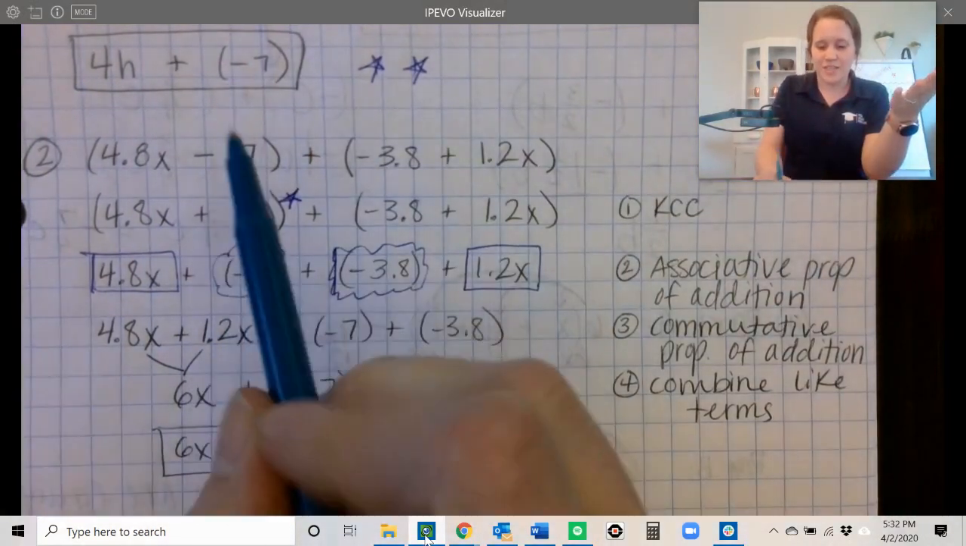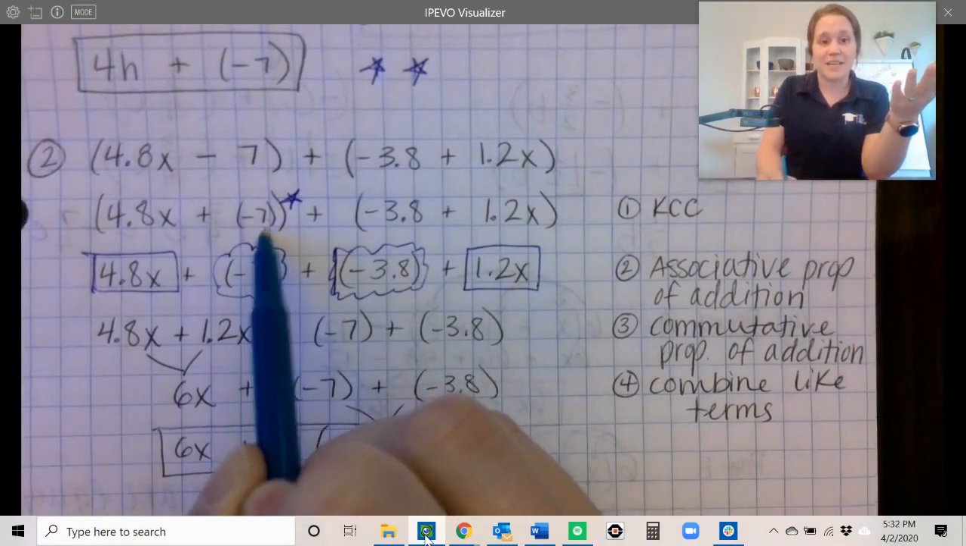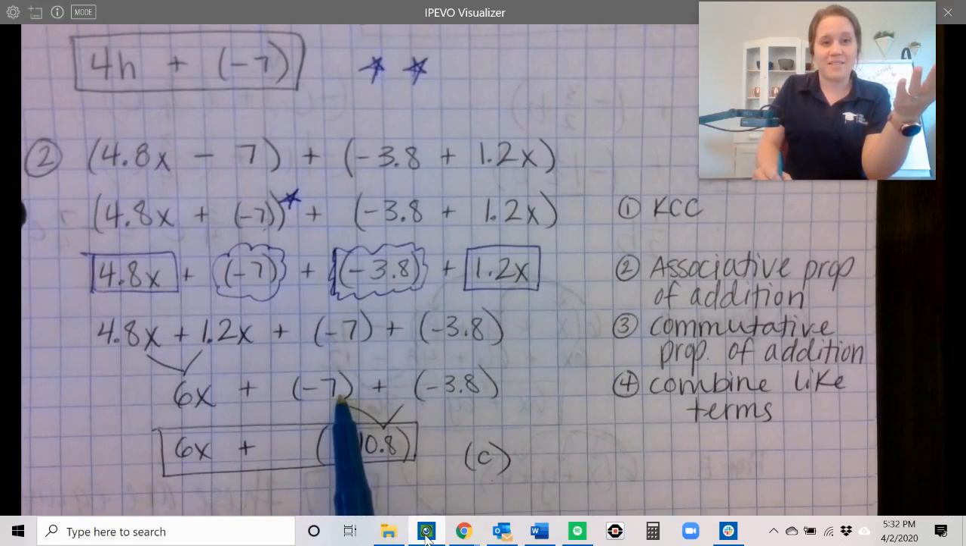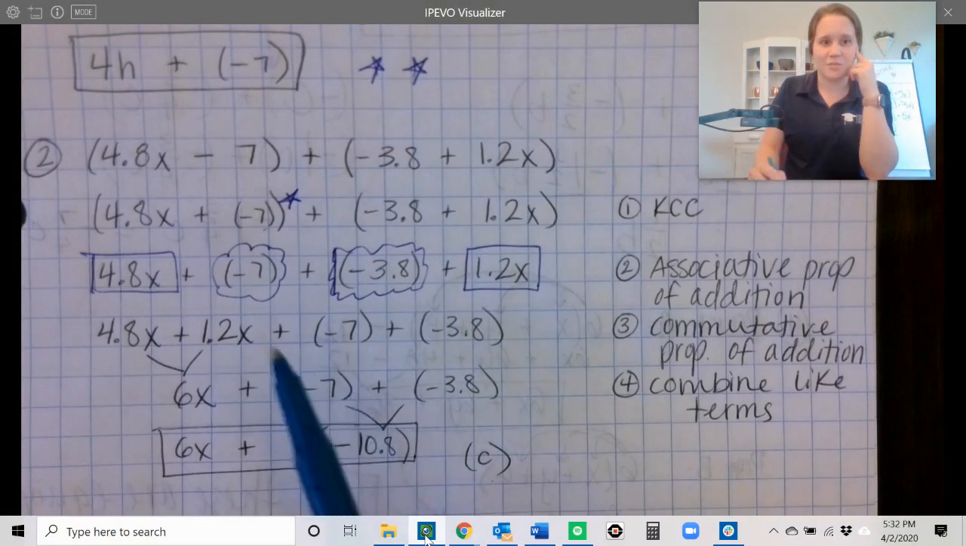That's going to help you make sure that this seven is actually what it's supposed to be, which is a negative seven, so that when you're all the way down here and you've moved all your terms around, you know that you're actually adding negative seven and negative 3.8, not positive seven and negative 3.8. Okay, so really nice job there if you got that.